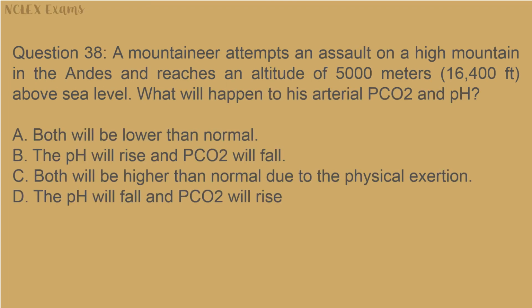Question 38. A mountaineer attempts an assault on a high mountain in the Andes and reaches an altitude of 5,000 meters, 16,400 feet above sea level. What will happen to his arterial PaCO2 and pH? A. Both will be lower than normal. B. The pH will rise and CO2 will fall. C. Both will be higher than normal due to the physical exertion. D. The pH will fall and CO2 will rise.